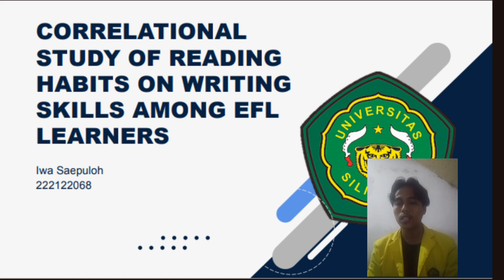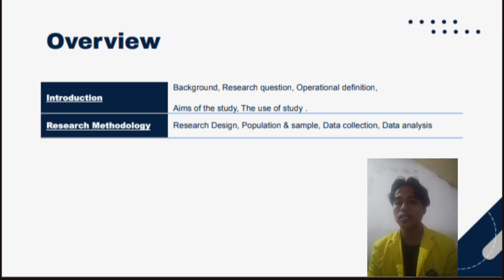I would like to present my research proposal under the title Correlational Study of Reading Habits and Writing Skills Among EFL Learners. In this presentation I would like to explain the introduction part and then the research methodology part. In the introduction part, I will present the background, research question, operational definition, aims of the study, and the use of the study. And then in research methodology, I will present the research design, population and sample, data collection, and data analysis. Okay, let's start.